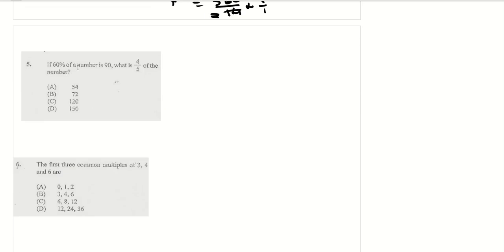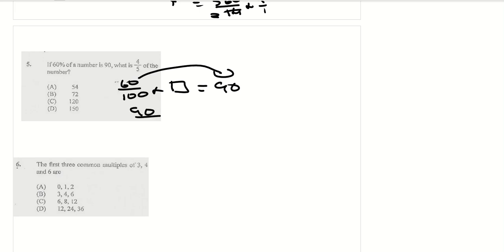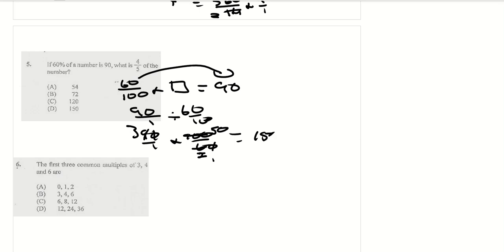Right, if 60% of a number is 90, so 60% multiplied by some number is 90. What is 4/5? We want to know that some number, so if you carry 60% across, multiplied by 60% turns to divide by 60%. So that's 90 over 1 divided by 60 over 100, which is 90 over 1 multiplied by 100 over 60. Cross out the 0, cross out the 0. 3 could go into 6 2 times, 3 could go into 9 3 times, 2 into 2 is 1, 2 into 100 is 50. So 5 threes are 15, so it's 150.